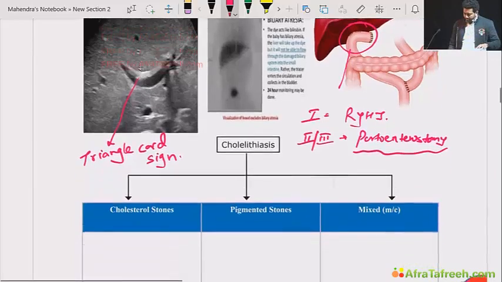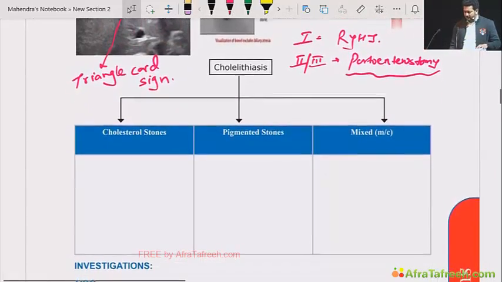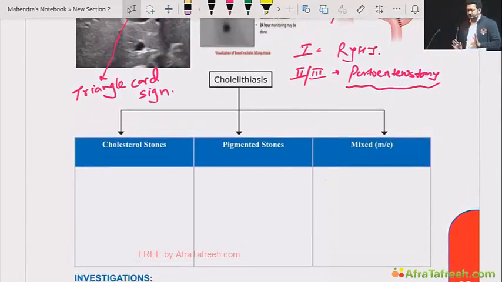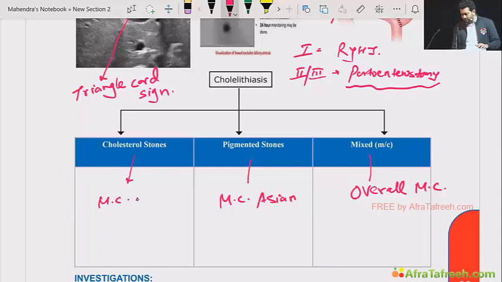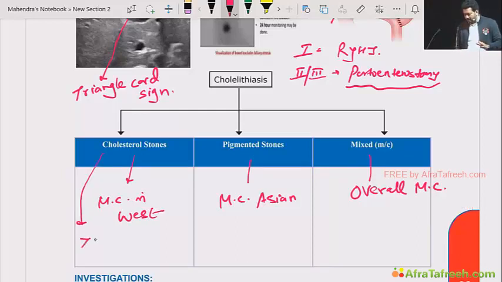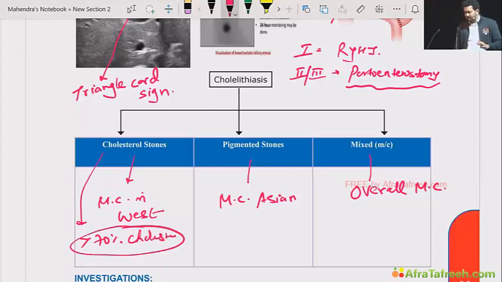Next, cholelithiasis. Which is the most common type of gallstone? Overall, mixed is the most common. Pigmented is most common in the Asian population, including India, and cholesterol is more common in the West. We call it a cholesterol stone when cholesterol forms more than 70% of the stone. In pigmented stones, it is mainly calcium bilirubinate.